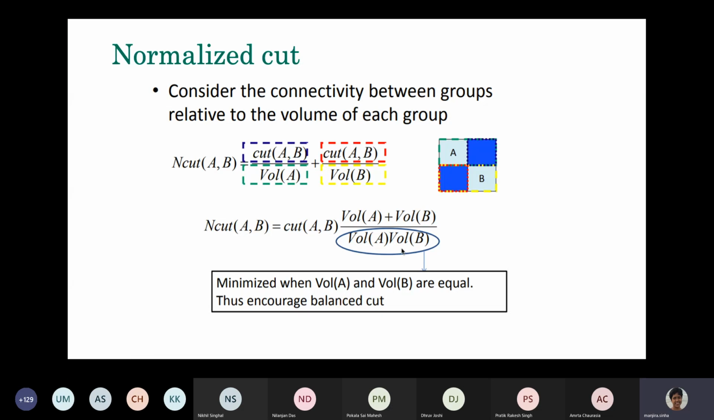Any questions till this point? Okay. Let us move ahead.